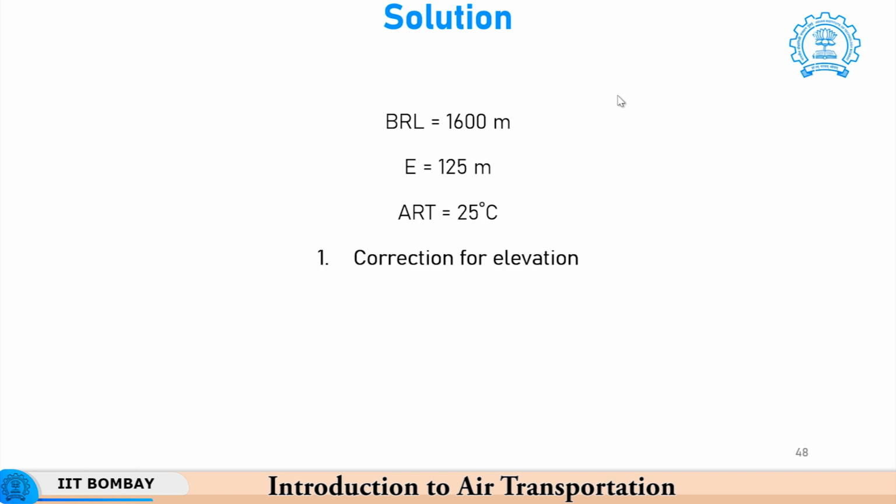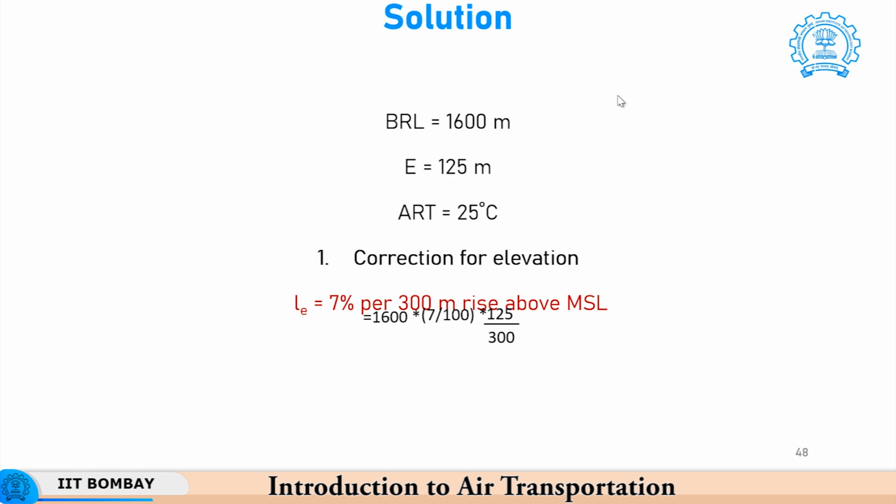So, one is we correct for elevation. So, 7% per 300 meters rise and the rise is 125 meters. So, basically it will be the basic number 1600 into 7 by 100 and into 125 by 300, because in 300 it should be 7.